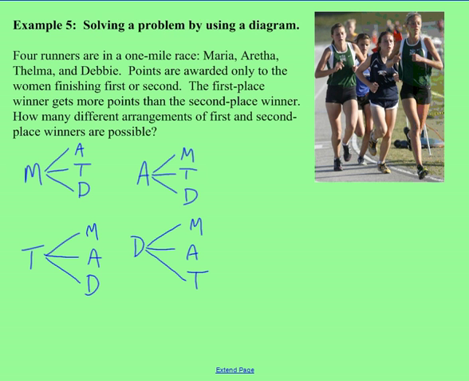So these are the different combinations for first and second place. When we total them up, we have 12 different ways that first and second place winners are possible.